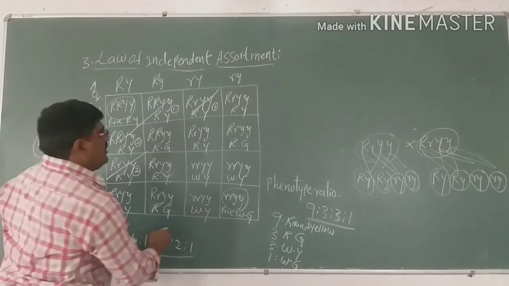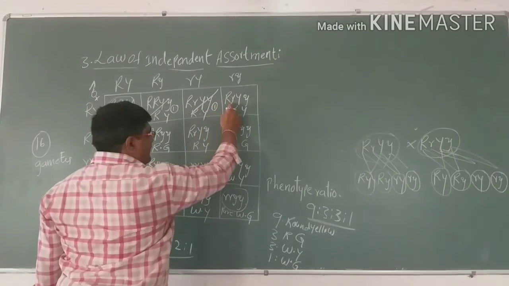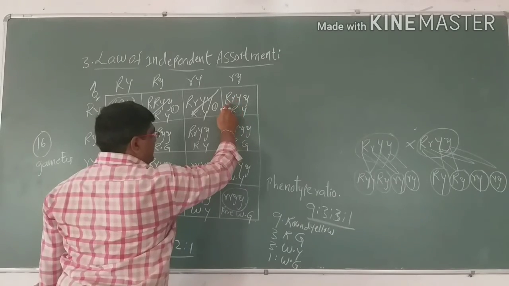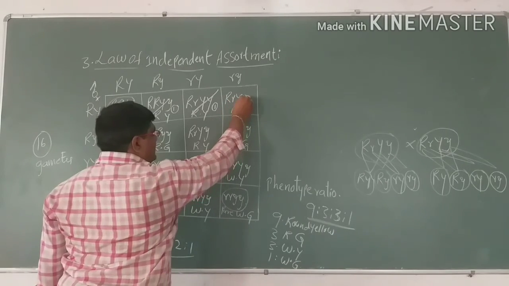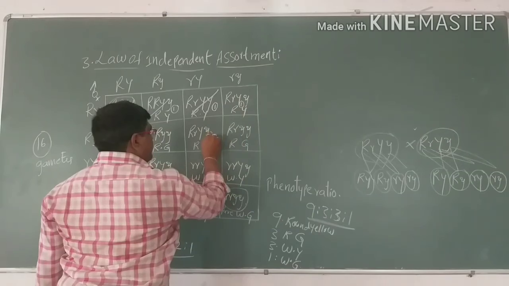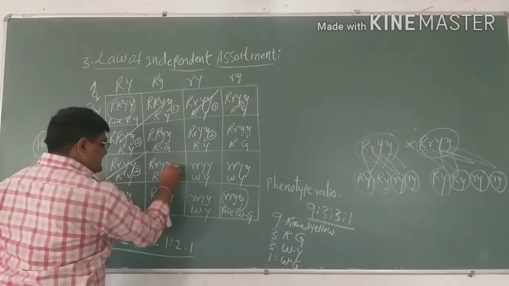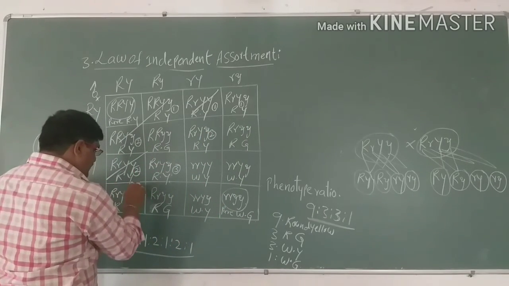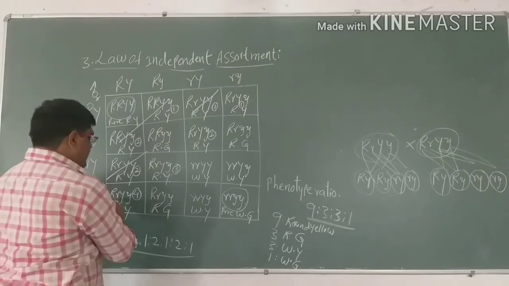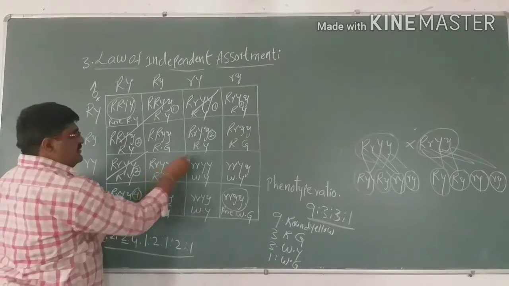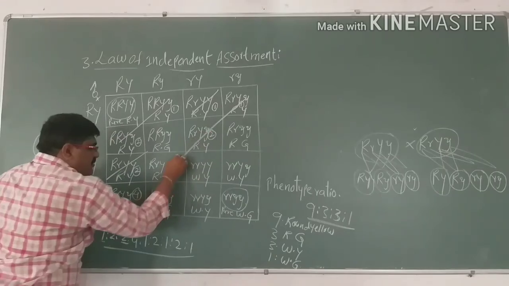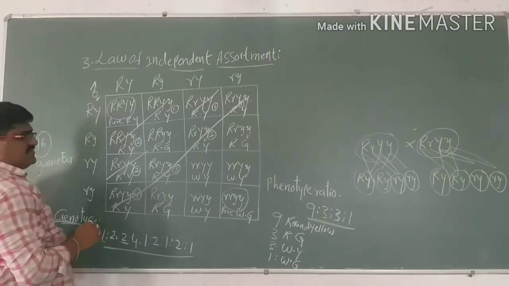Next 4. 4 means capital R, small r, capital Y, small y. So this is 1 and this is 2 and this is 3 and this is 4. Capital R, small r, capital Y, small y. Here also the 4. Here we are able to produce 4 ratios.